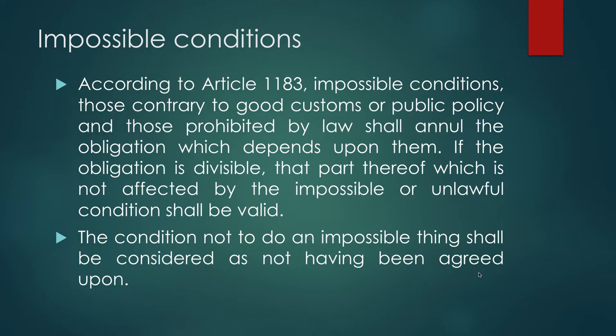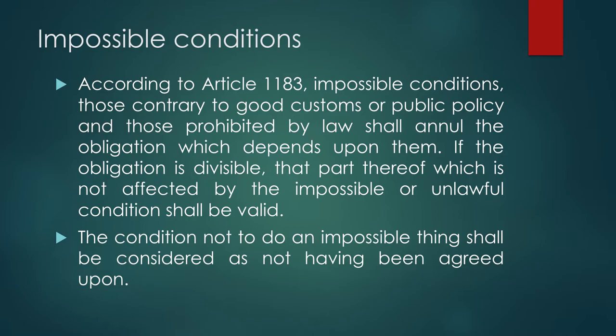What are examples of impossible conditions and its impact? Impossible conditions, those contrary to good customs or public policy and those prohibited by law, shall annul the obligation which depends upon them. If the obligation is divisible, that part thereof which is not affected by the impossible or unlawful condition shall be valid. So mostly, the part of the obligation with an impossible or unlawful condition will be invalid or null. But if the obligation is indivisible, then the entire obligation is void. The condition not to do an impossible thing shall be considered as not having been agreed upon.